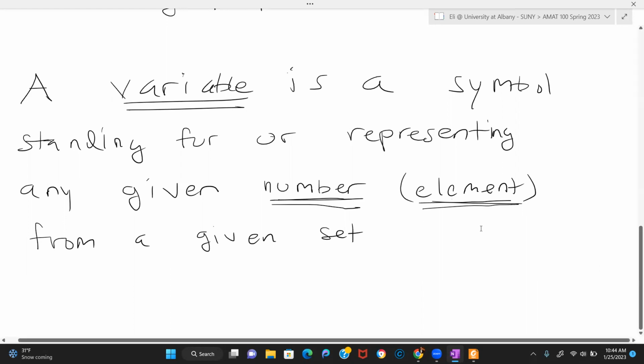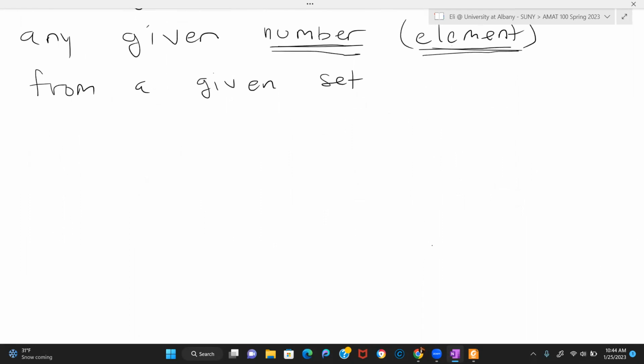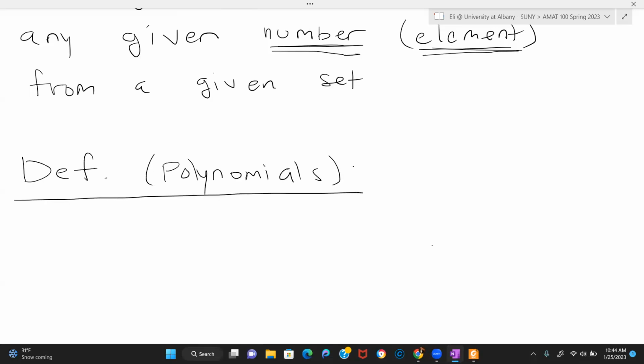And so now that we explained what a variable is, let's get back to algebraic expression. So I'll set up this definition because this is a very important concept. One of the most important types of algebraic expressions are polynomials. We're going to see how important they are throughout this course. And then when you get into calculus, you're going to see that they're even more important than is indicated in this course.